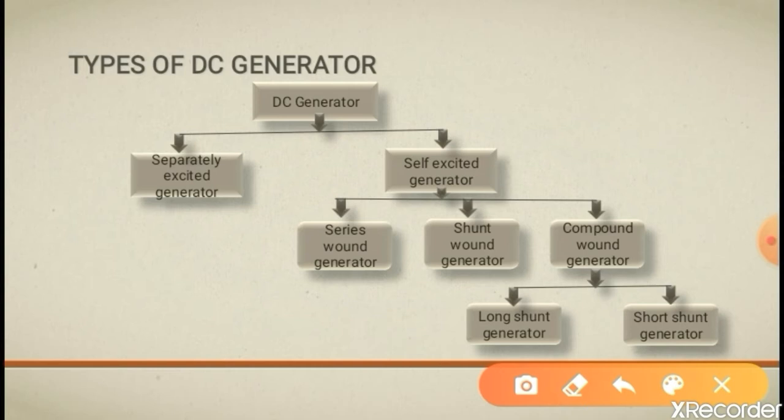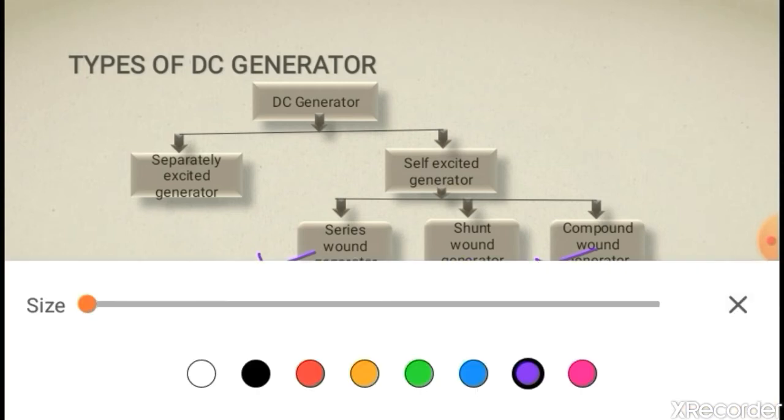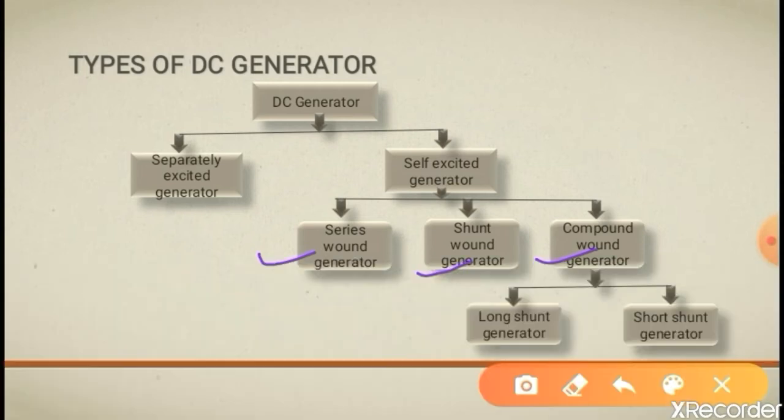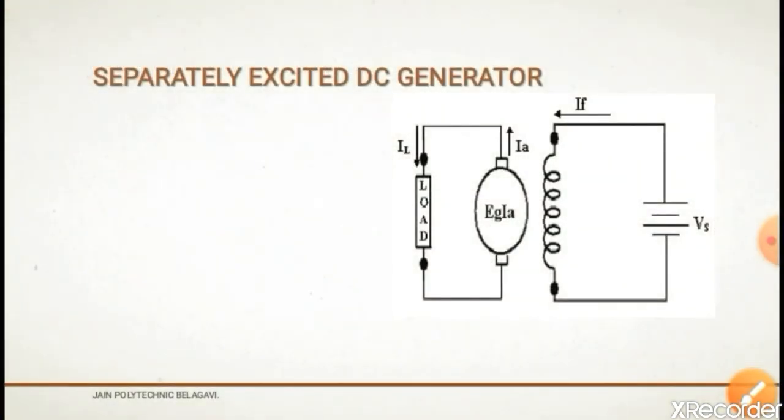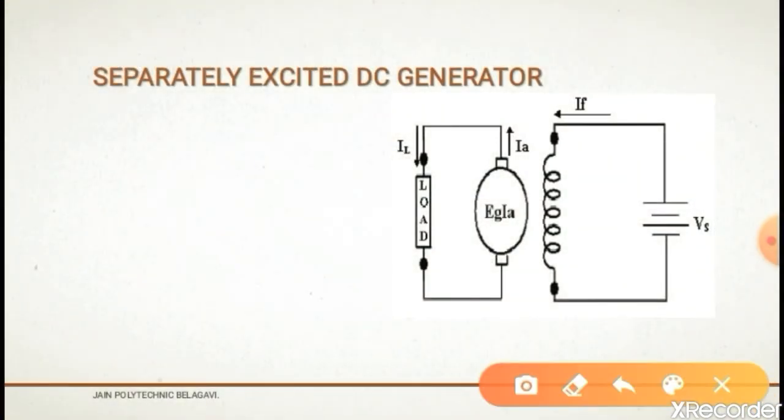Self-excited DC generators are again classified into three types: series wound DC generator, shunt wound DC generator and compound DC generator. These compound DC generators are again subdivided into two types: long shunt generator and short shunt DC generators. So we'll study one by one. In that, the first one is the separately excited DC generator.